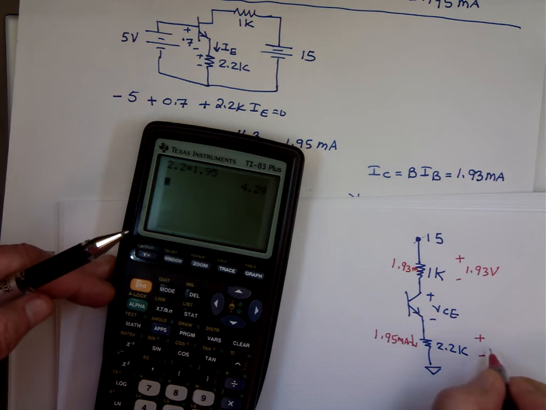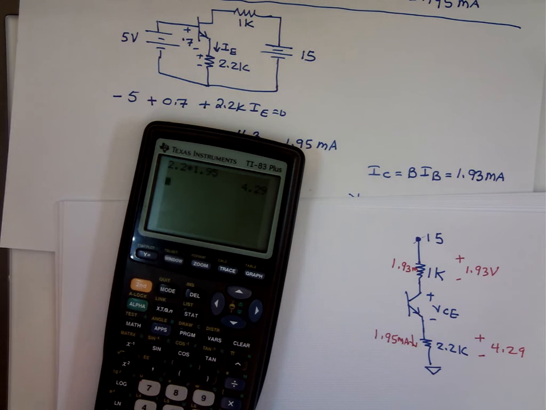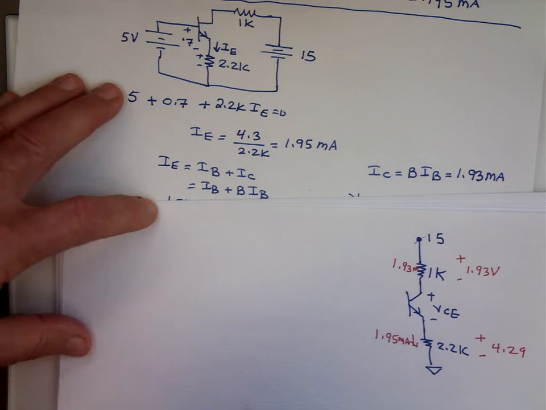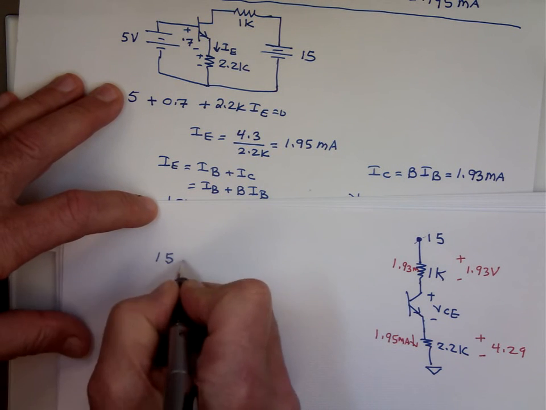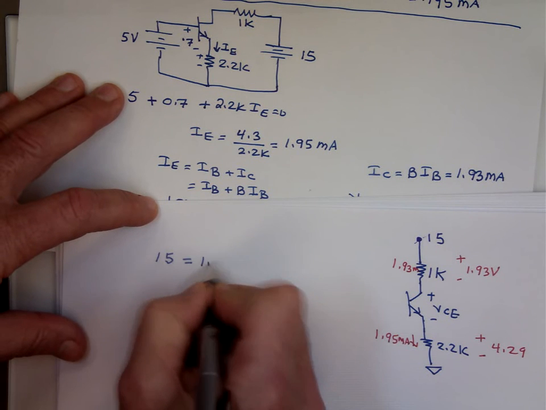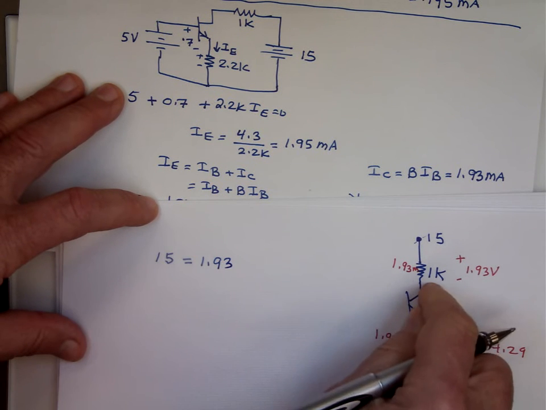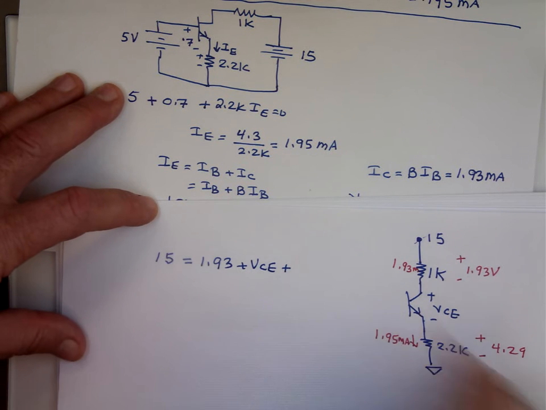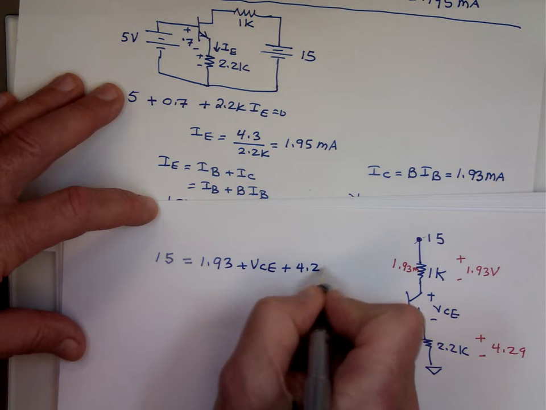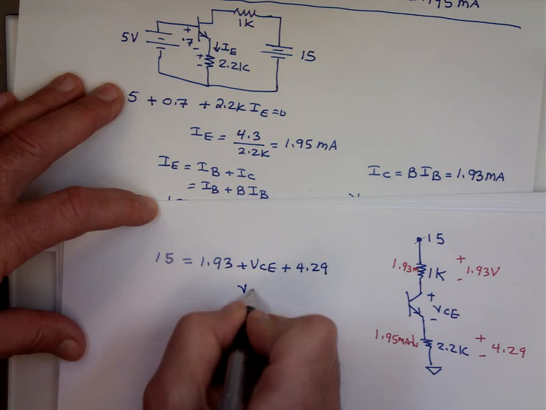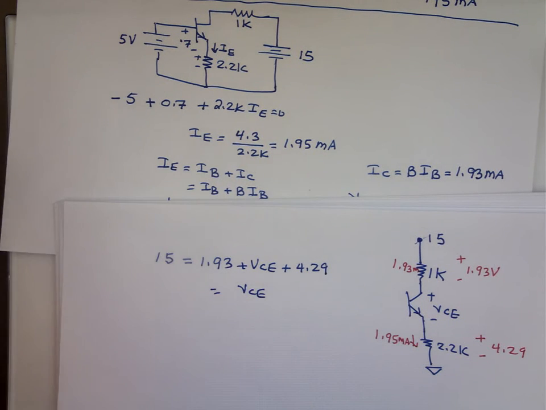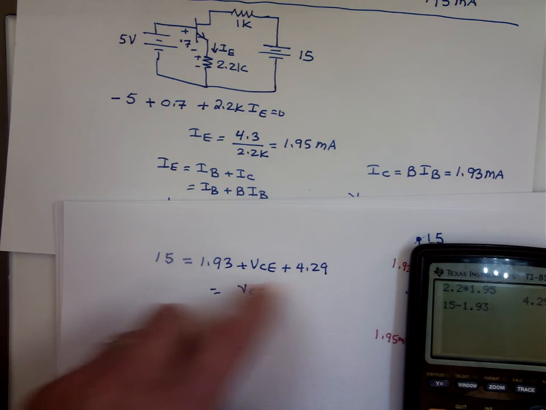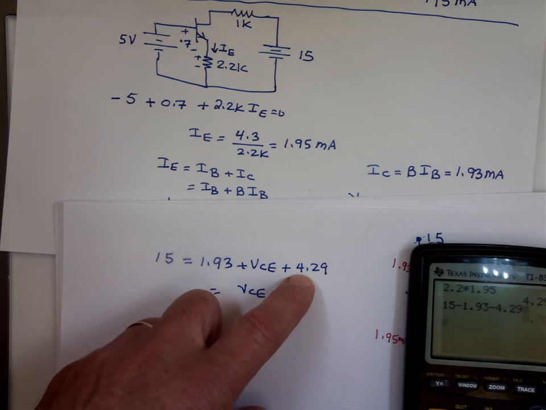It's 4.29. You okay? So now, can we get VCE? 15 is equal to what? 1.93 volts, that's the drop right here, plus the voltage here, plus the drop right here, which is 4.29. Can we get what VCE equal to? 15 minus 1.93 minus 4.29, and that's equal 8.78 volts.